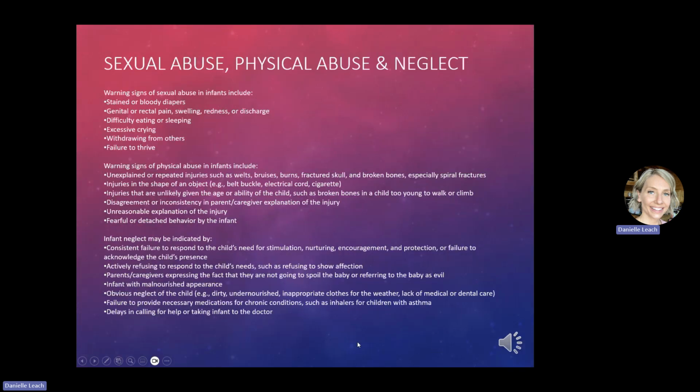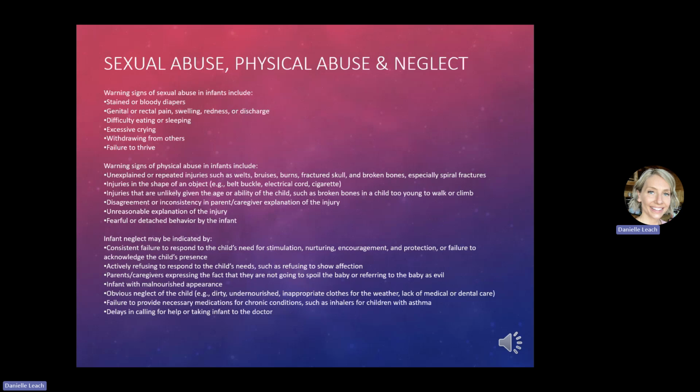Warning signs of sexual abuse, physical abuse, and neglect in an infant. Signs of sexual abuse that you could see are things like bloody diapers. Do they have any pain or swelling, redness, or odd discharge in their genital or rectal area? More vague symptoms like difficulty eating or sleeping, excessive crying, withdrawing from caregivers, and then failure to thrive, which means that they aren't growing appropriately.